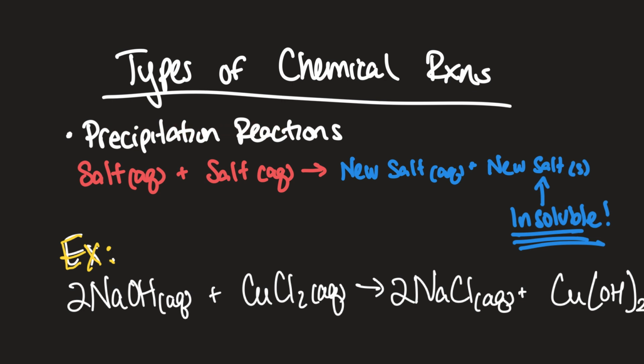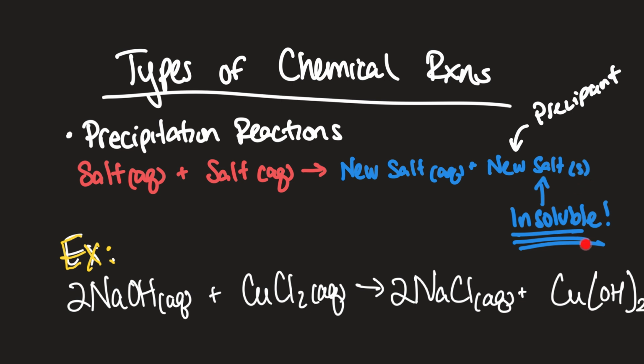Now, precipitate reactions, basically when you have an aqueous salt and you mix it up with another aqueous salt. Now, what's going to happen is that you're going to make another aqueous salt, but oftentimes you're going to have a new salt that is insoluble. This right here is going to be your precipitant that you create. So that's why we call this a precipitation reaction, because you will create a precipitant.